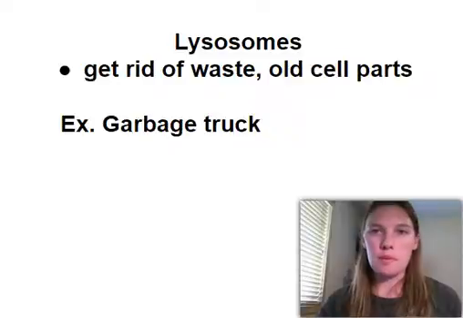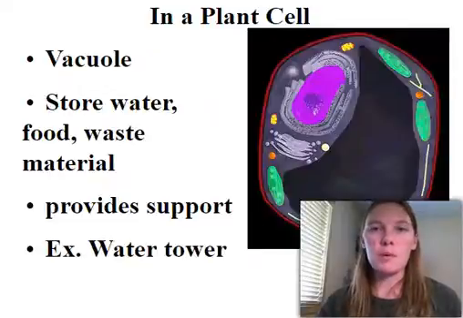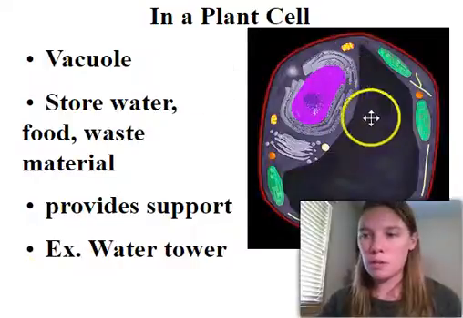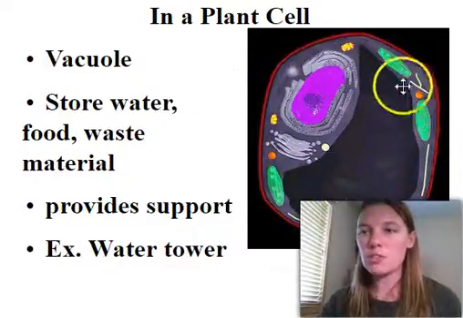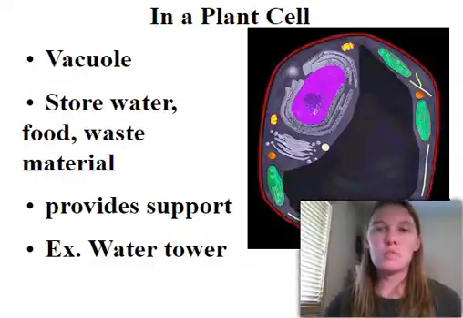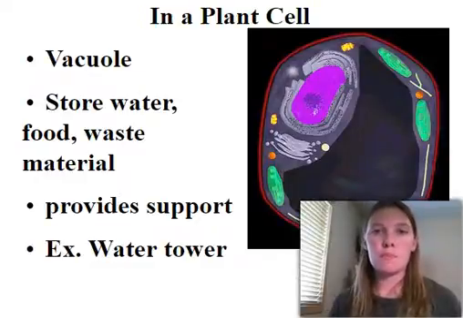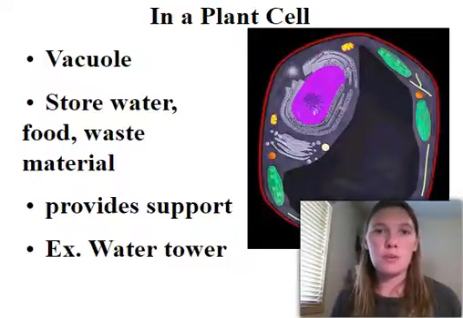These next couple are going to be found just in plant cells. So here we have a vacuole. The vacuole will store water. The vacuole here is this large area. It helps to, like I said, store water, food, and also waste material. But what it does is it allows the plant cell to be full.